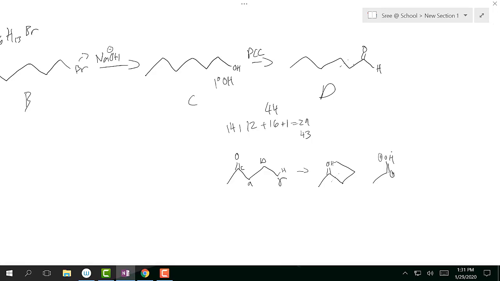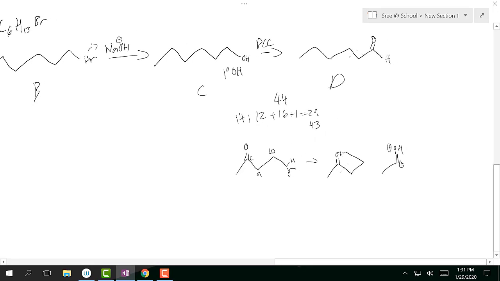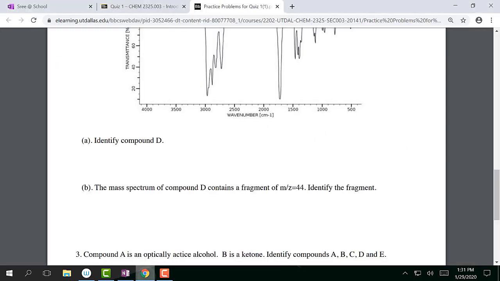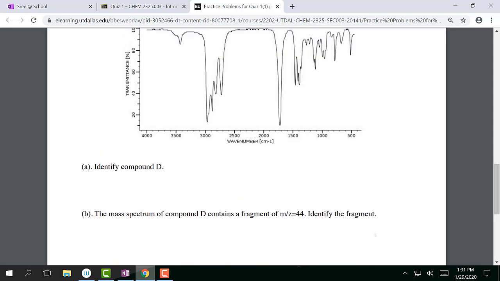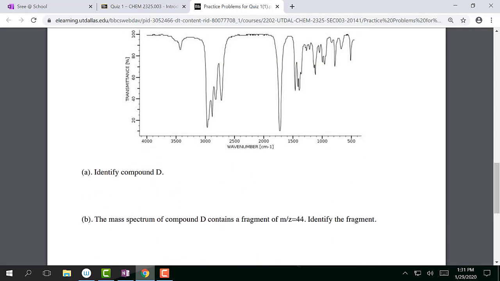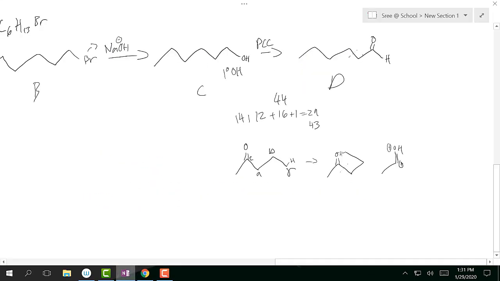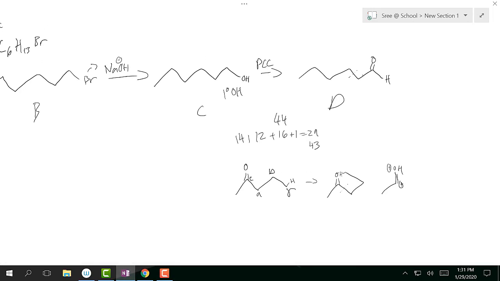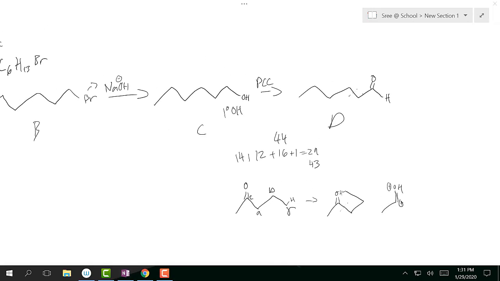Okay. So looking back, as a fragment of 44. Is it a double bond?